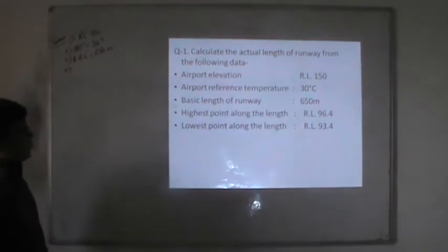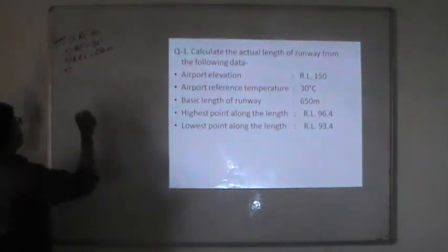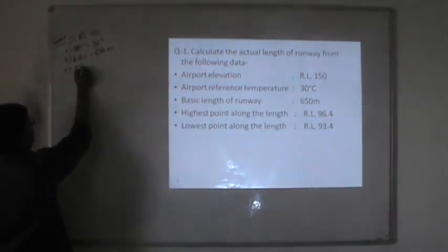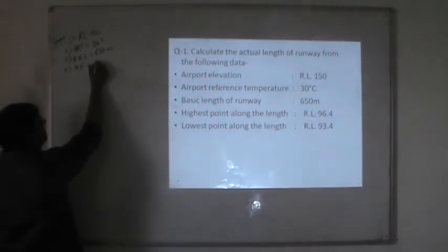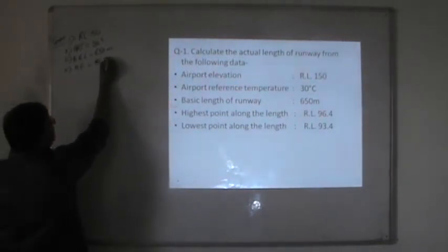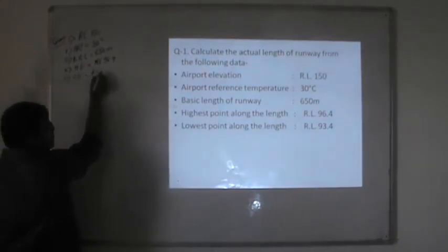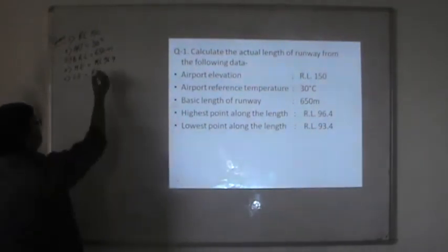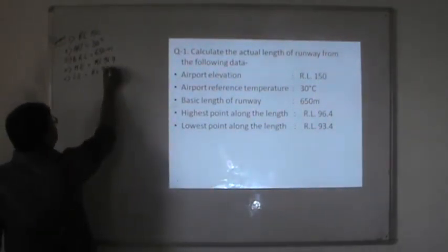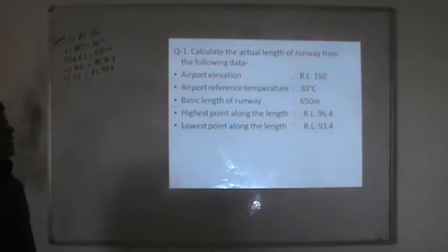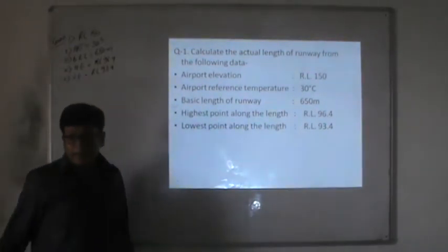And the highest point along the length, that is the highest elevation point, HE, is given as RL 96.4. And then the lowest elevation point is given as RL 93.4. So this is what is given to us, and we are asked to find out the actual length of the runway.